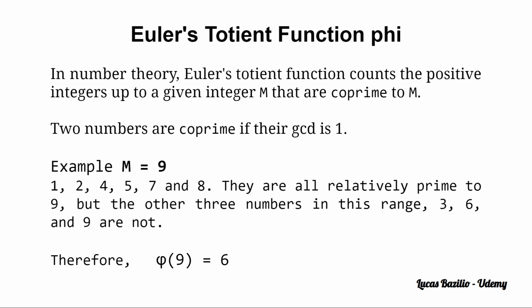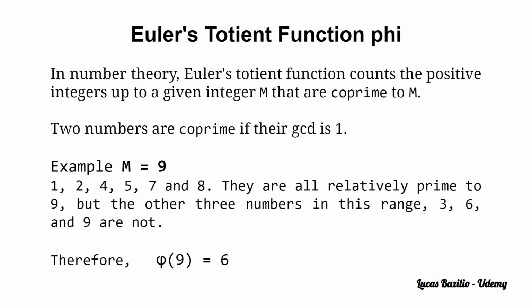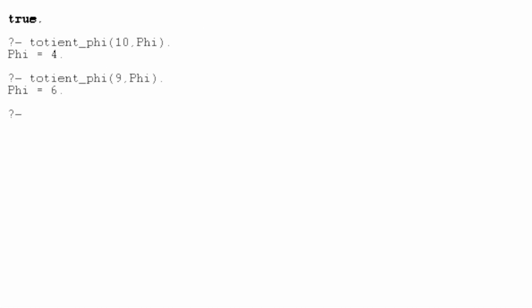Let's check for the case where m is 9. So here we apply Totient phi. Now m is 9, and this is phi. Let's see now the value of phi. This should be 6, right? As we can see, this is also 6. You can also test your own examples. For instance, what if the value is 102 and this is phi? We see that we have a total of 32 numbers between 1 and 102 that are coprime with 102.